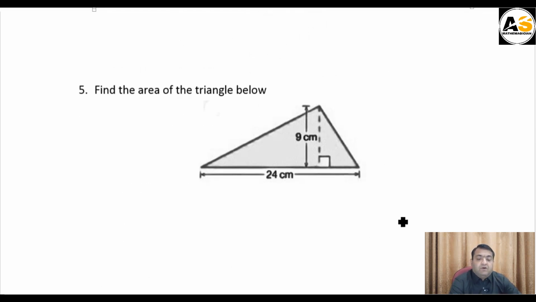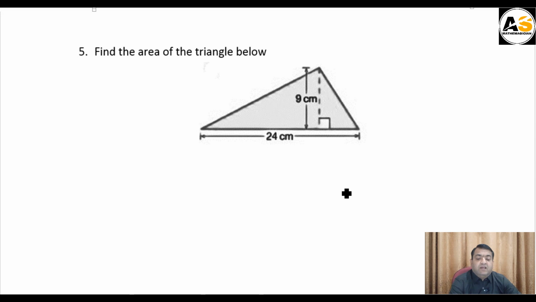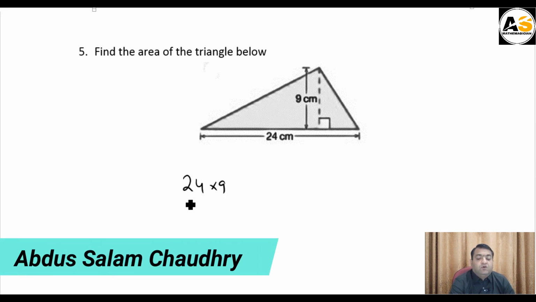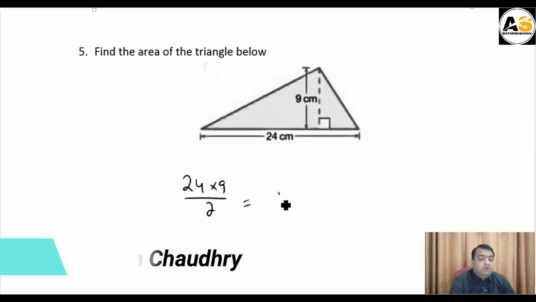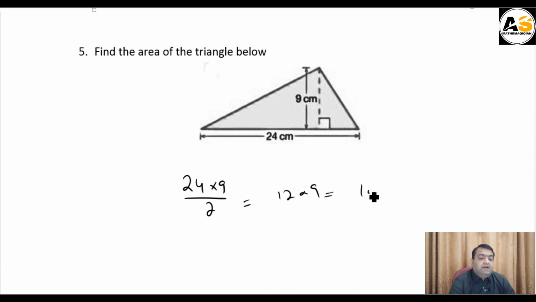Question number 5. Again we have to find the area of this triangle. Base is what? Base is 24. Height is what? Height is 9 over 2. It will be 12 into 9, 108 centimeter square.